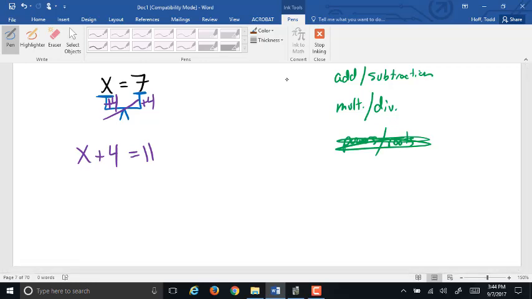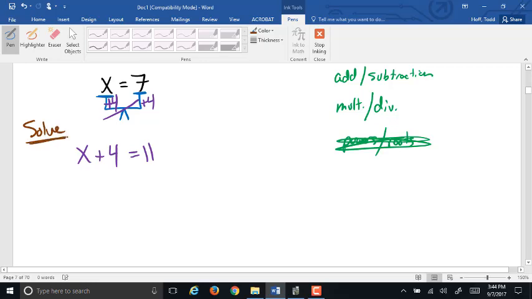Now, most of the time, we're not going to be asked to build the equation. We're going to be asked to do something called solving an equation. When we're asked to solve an equation, what it's asking us to do is to take that equation back apart and get it back into this form as a variable equals a number.